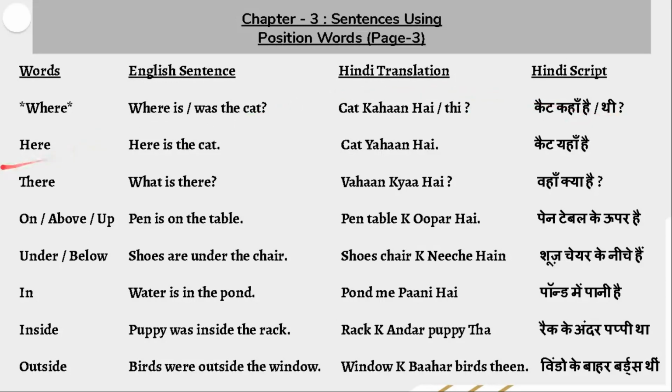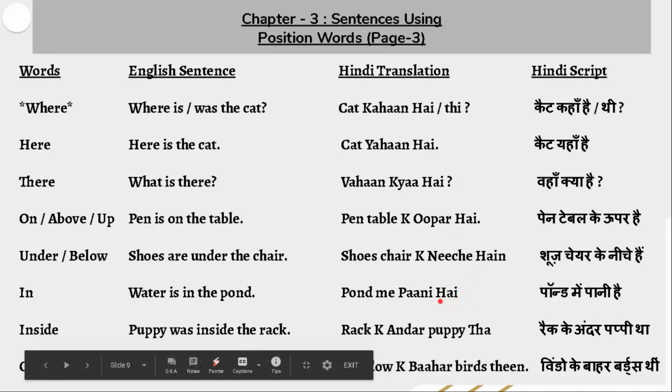Here is the cat. Cat यहाँ है, as here is called यहाँ. There. What's there? वहाँ क्या है means there what is. On, above, up. Pen is on the table. Pen table के ऊपर है. All the positional words and the auxiliary words I have started with capital letters so that it will be easy for you to differentiate, to recall the exact meaning.